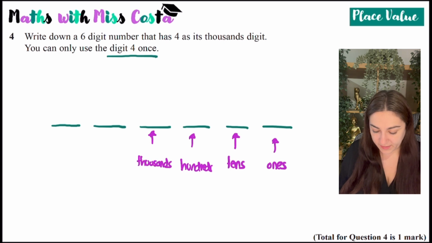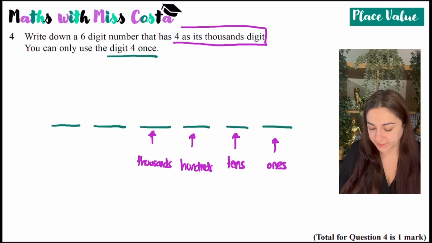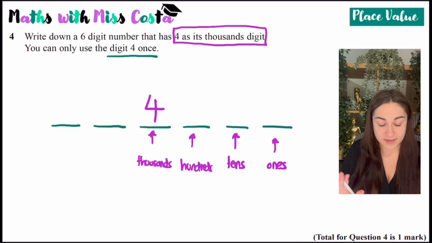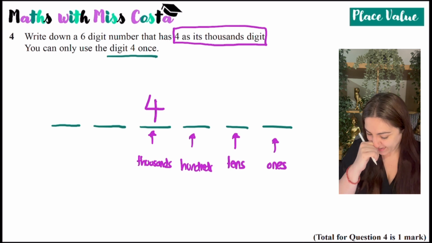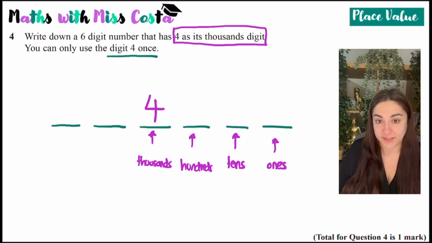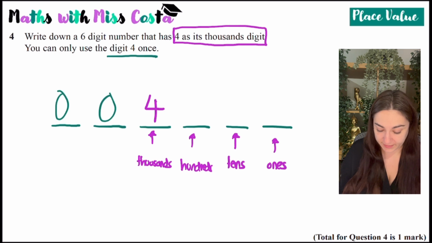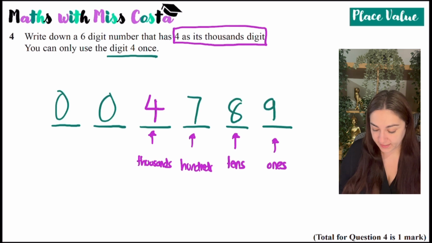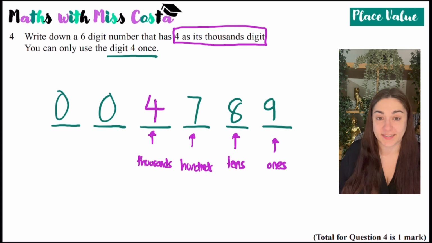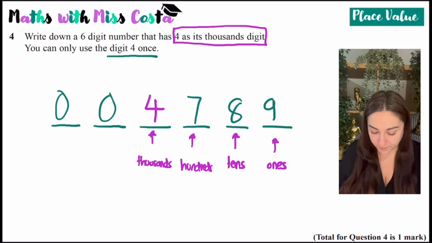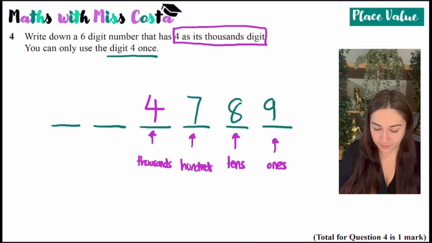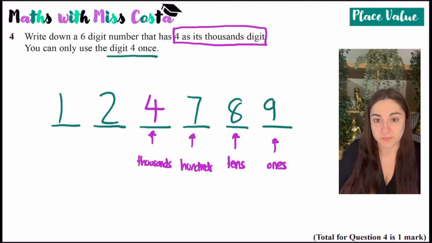So I'm being told that I need to use the number 4 as its thousands digit, so I put 4 in this place value, and then it doesn't matter what you do, as long as your first digit is more than 0. Otherwise, if you put 004789, then that number is just 4,789, because a 0 doesn't have any place value before the number. So as long as you put anything like 1, it doesn't matter what the number is, as long as 4 is in the thousands column.